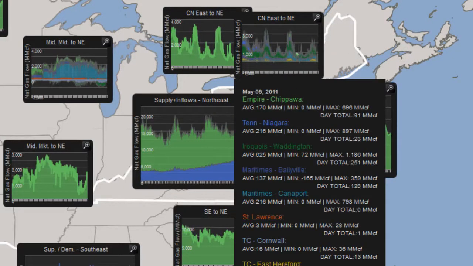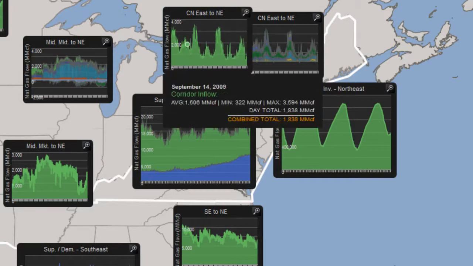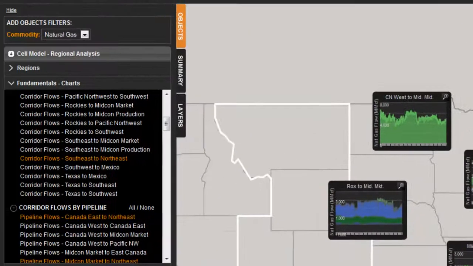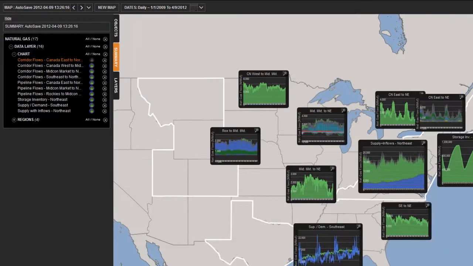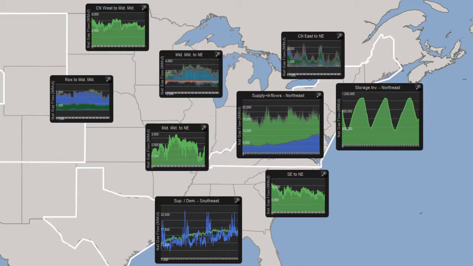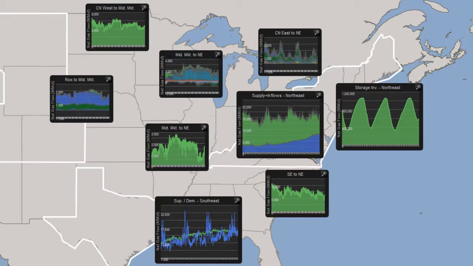Since I like that Canada East to the northeast by pipe better than I like the flows, based on my ability to see the individual pipeline components, I can go to my Summary tab, look at my corridor flows, Canada East to the northeast, and actually select that graph off so that it's no longer available. I'll go ahead and, just because I like the positioning, move my northeast, Canada East to northeast back over closer to where the corridor flow graph was.